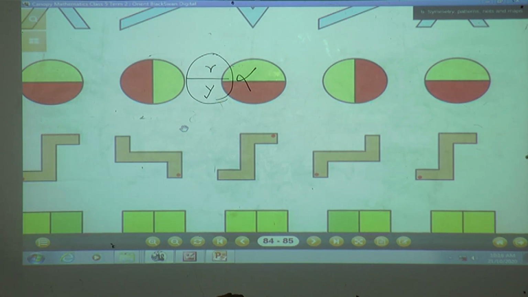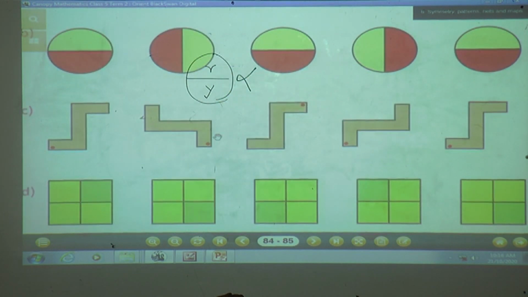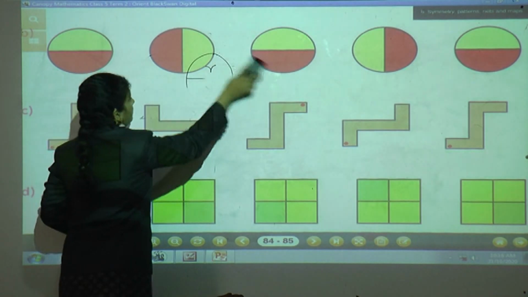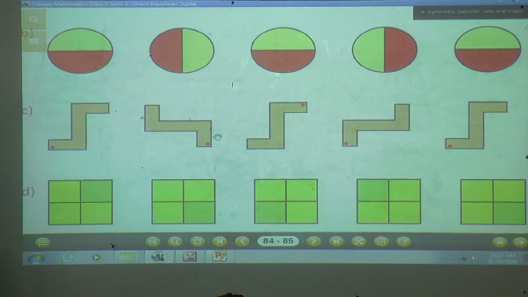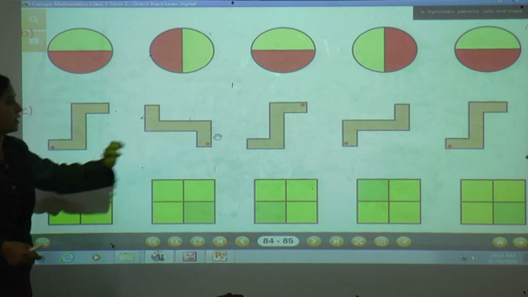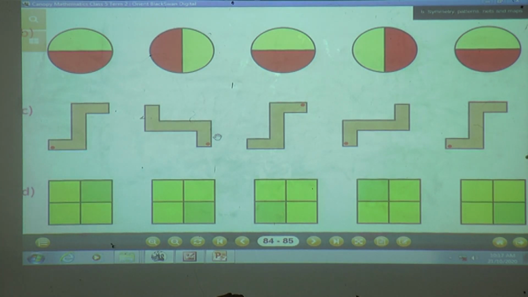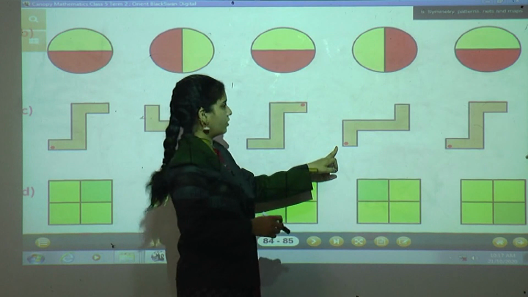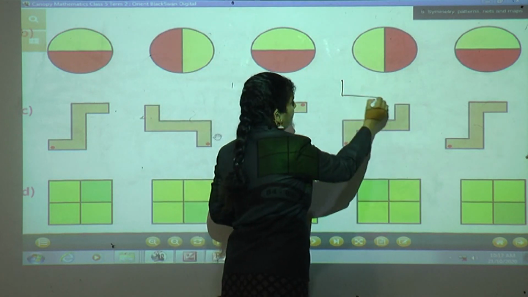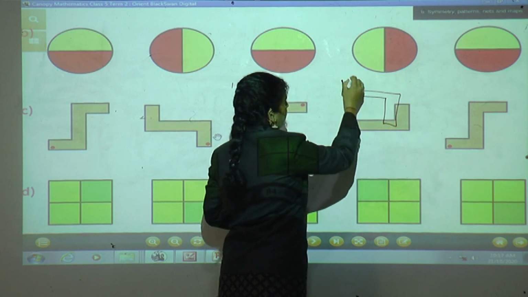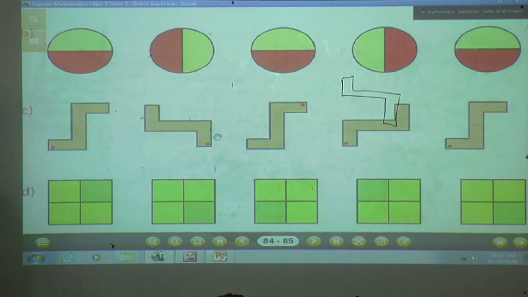Now see C1 here. Here is a dot. Now here you can see a half turn. So which one is wrong here? See students, this one is wrong, isn't it? Now how will it come? It will look like this. And where will the red dot come, students? Tell me students, where will it come?